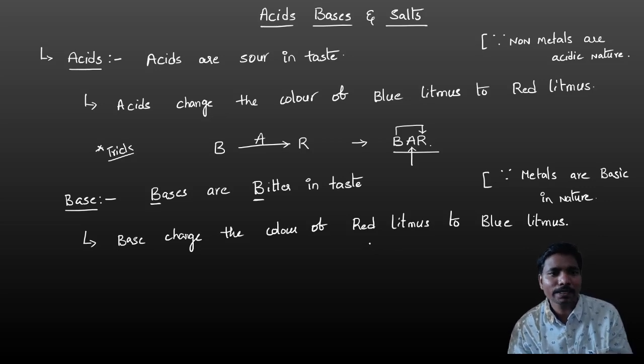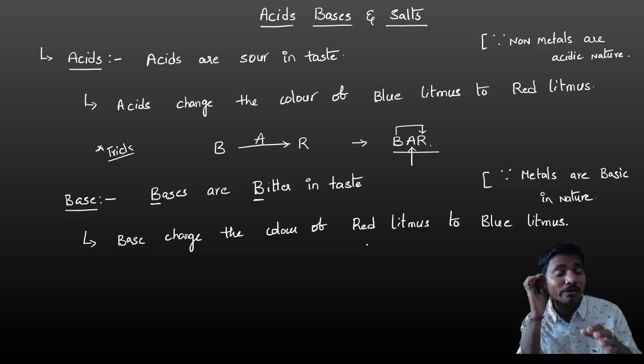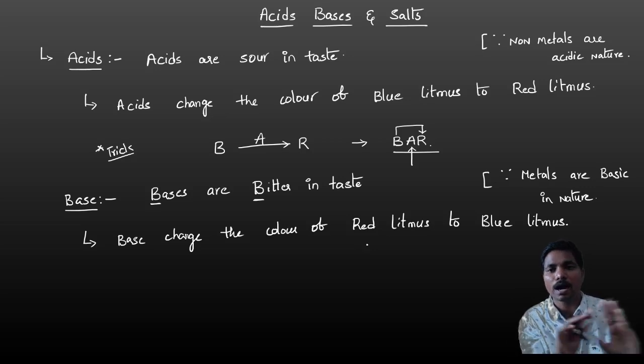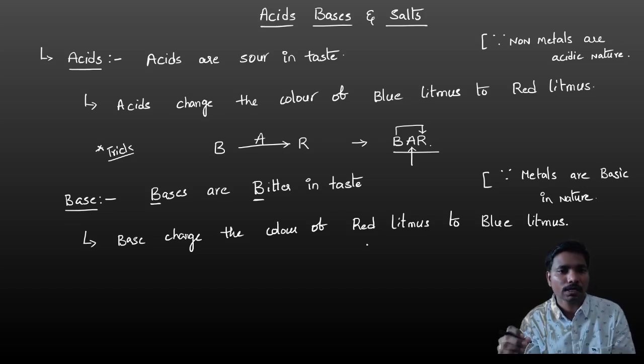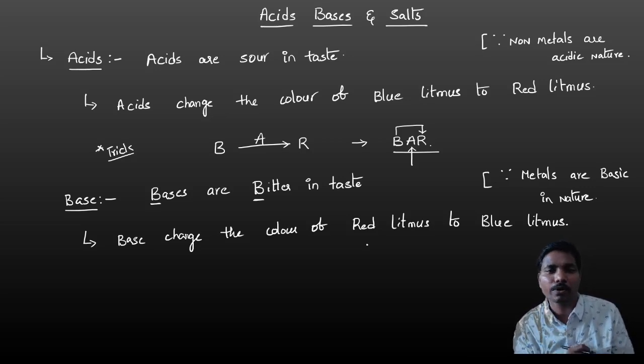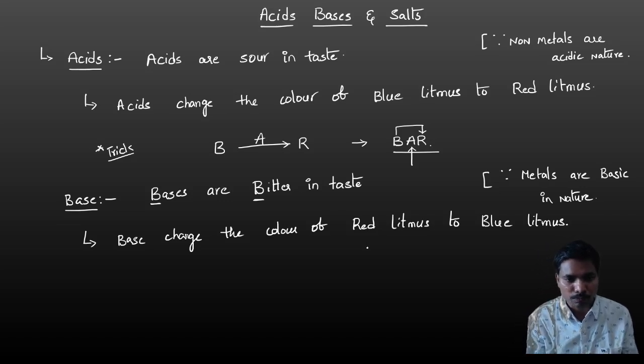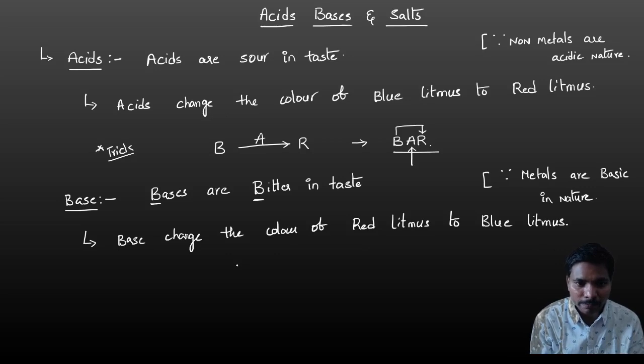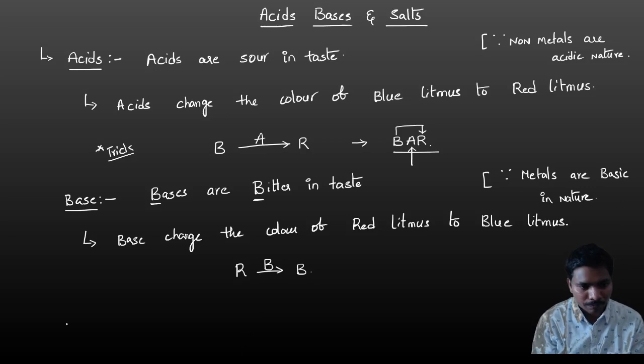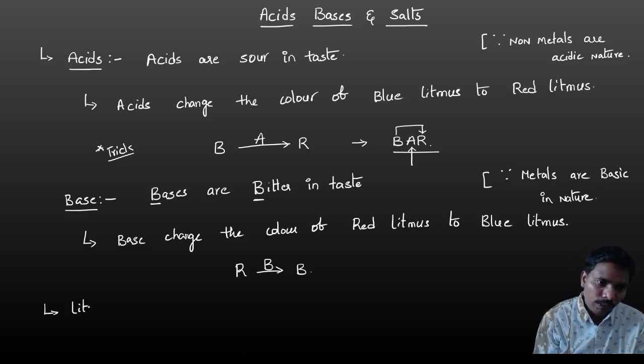Litmus paper is nothing but one of the indicators. That means it gives the idea whether the solution is acid or base. Okay, these litmus papers are generally made from a tree that is called lichen. That is a very important bit. Okay, note down that important bit also. Here bases change the color of red litmus to blue litmus, which is converting base. Okay, so you can remember RBB. Here litmus is an indicator.